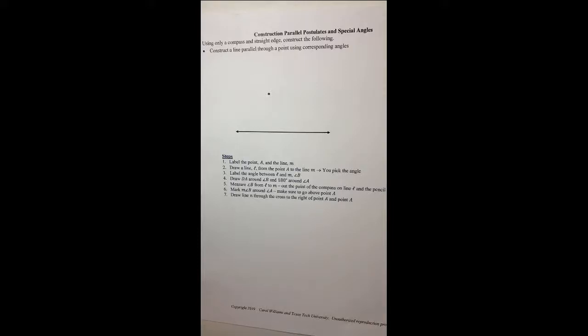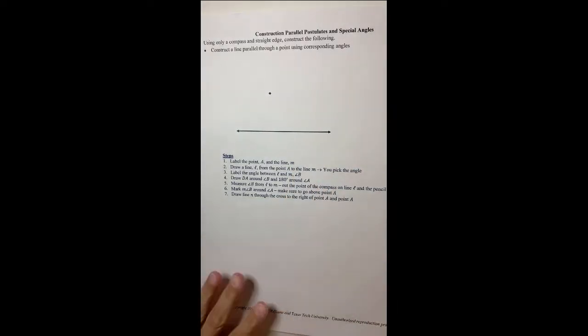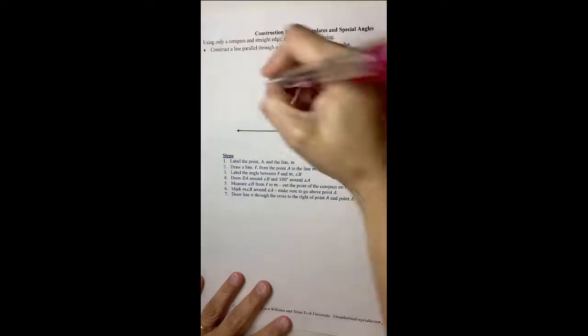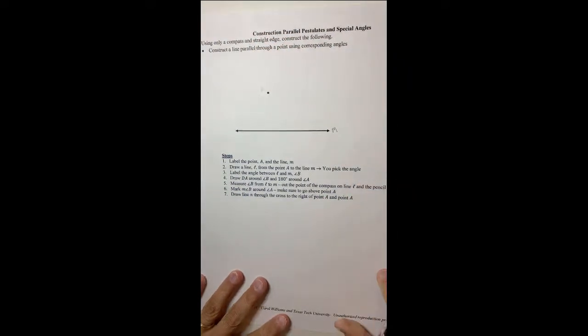Hello. Now we are going to construct a line parallel through the line L. So we're going to label this line that we're given L. So this is A. This is line M.